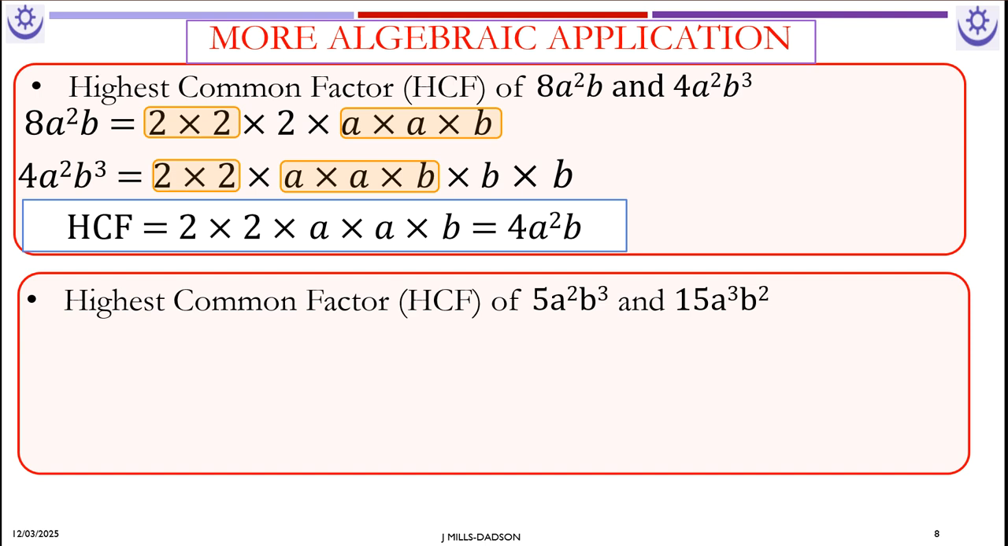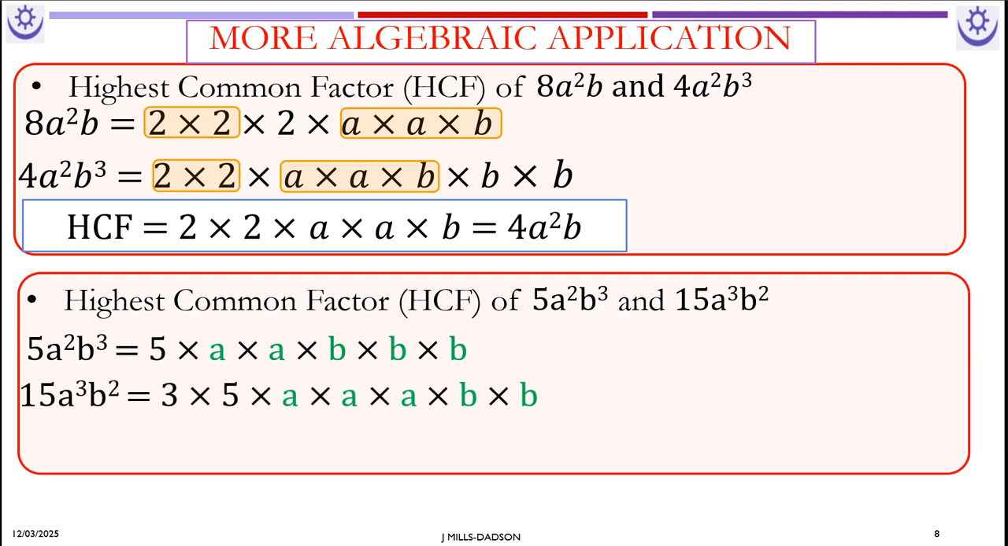Now pause and see if you can do the second one yourself. Write them in long form using prime factors for the numbers, and write the indices in long form. I hope you've done it. So let's see. 5a squared b cubed is 5 times a times a times b times b times b. 15a cubed b squared is 3 times 5 times a times a times a times b times b.